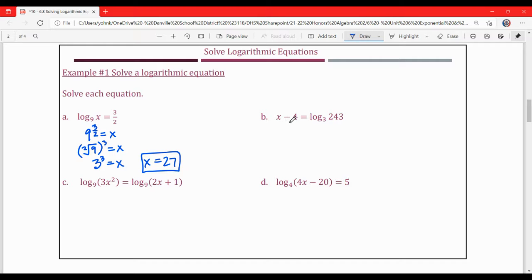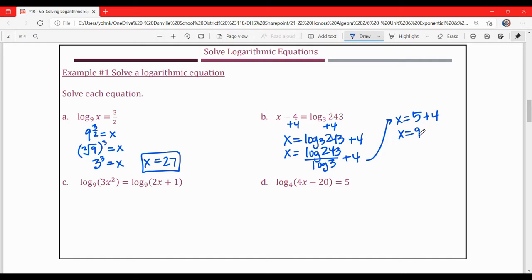Letter B, the first thing I need to do is add 4 to both sides. So this is x equals log base 3 of 243 plus 4. Remember, log base 3 of 243, I can simplify and say log of 243 divided by log of 3, and then I'm adding 4. Well, if I do log of 243 divided by log of 3, I get 5. And so x equals 9. There are lots of different ways you can do these problems. These are just one way.